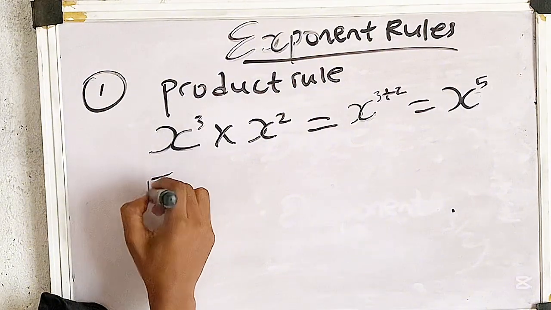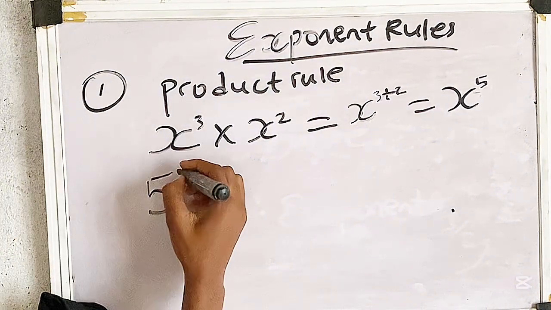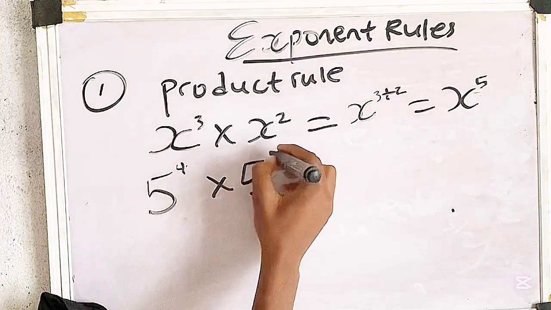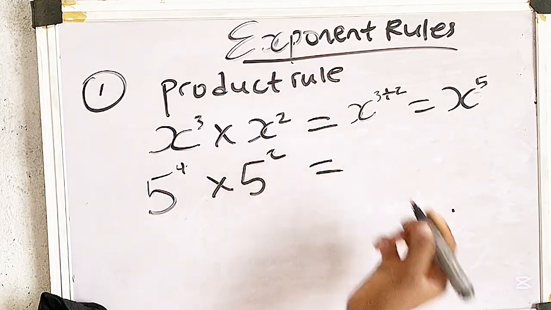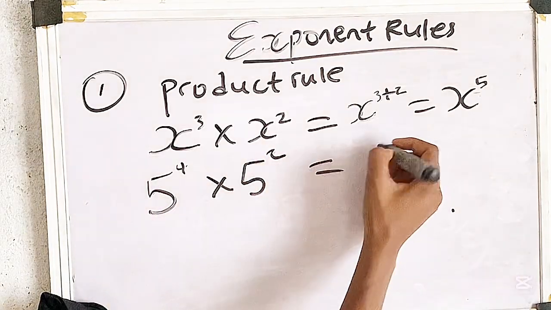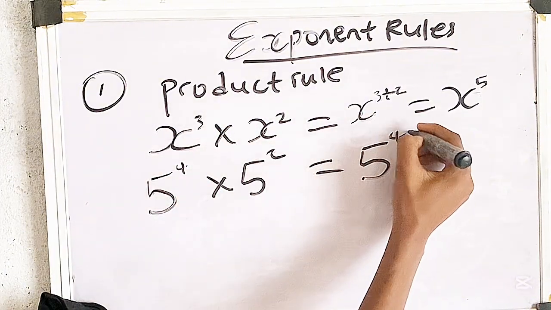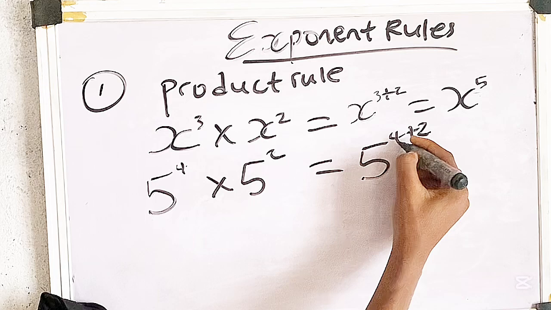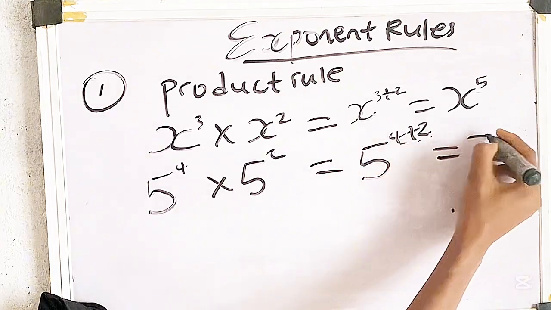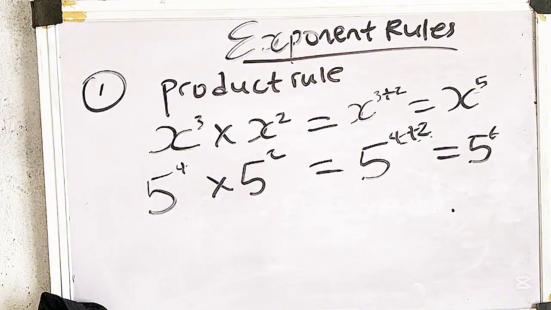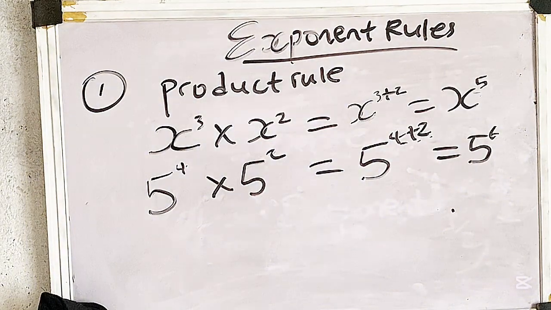Let me give another example. If we have 5 raised to the power of 4 times 5 raised to the power of 2, we pick just the base, then we add both exponents together. 4 plus 2 is equal to 5 raised to the power of 6. So when multiplying same bases, you add up the exponents.